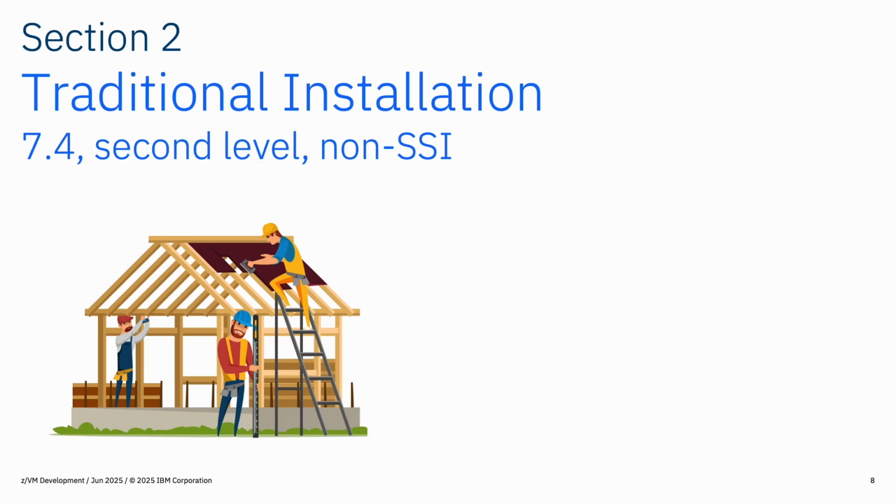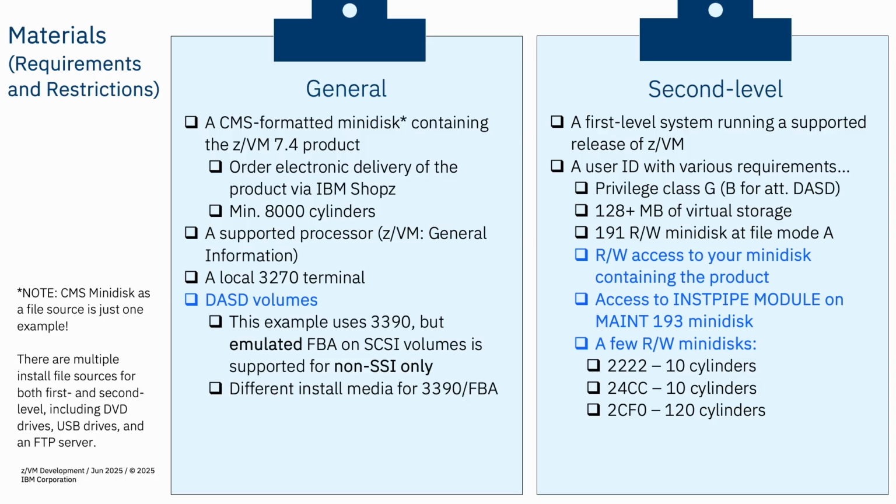Now, if you're building a house, before you start laying down any cement, what is the first thing that you want to do? If you guessed that the first step is to gather permits and materials, then you'd be correct. What does this mean in the context of a z/VM traditional installation, though? Let's take a look first at some of our general requirements.